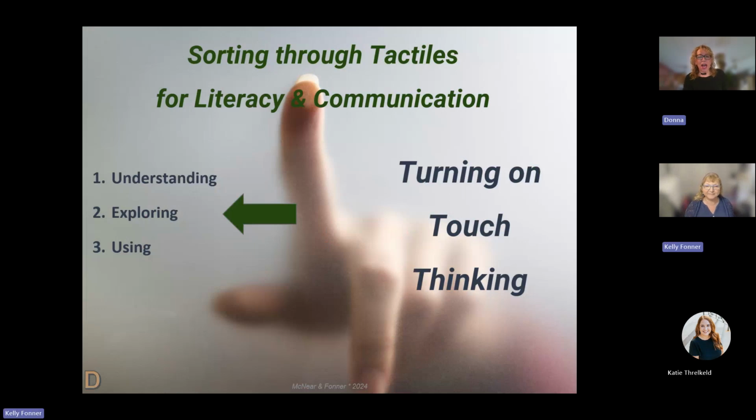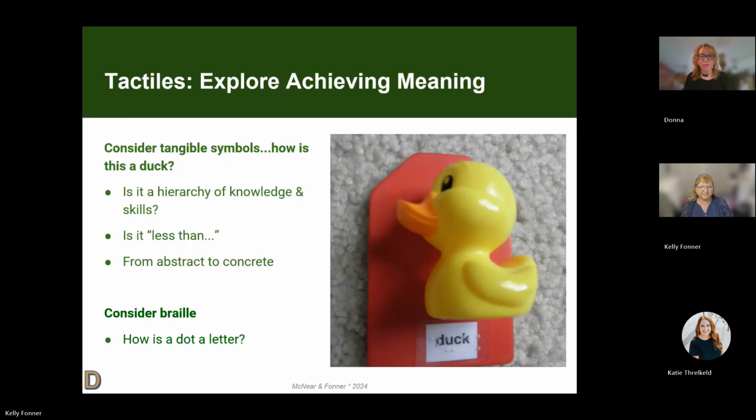Okay, so we just got through talking about what we need to understand about using tactiles, and now we're going to just do some exploration to help you with ideas and get you thinking about all kids. So I said I was going to talk a little bit more about tactiles and representations and that concept of achieving meaning.